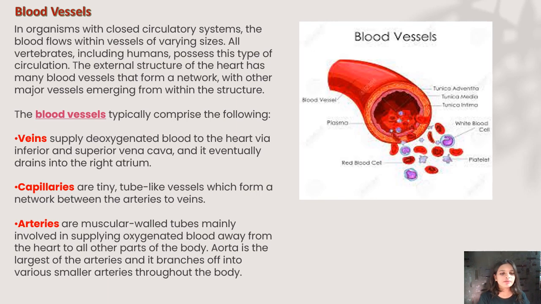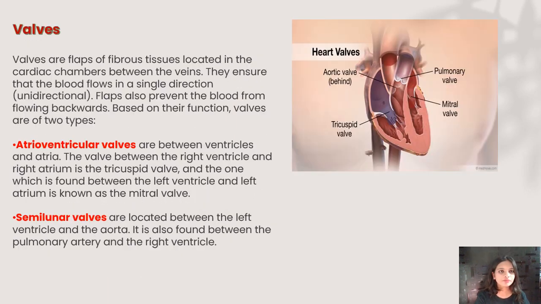Capillaries. Capillaries are tiny tube-like vessels which form a network between the arteries and veins. Arteries. Arteries are muscular-walled tubes mainly involved in supplying oxygenated blood away from the heart to all parts of the body. The aorta is the largest of the arteries, and it branches off into various small arteries throughout the body.